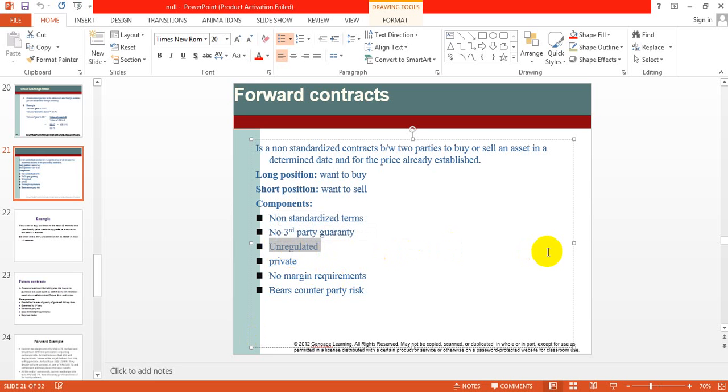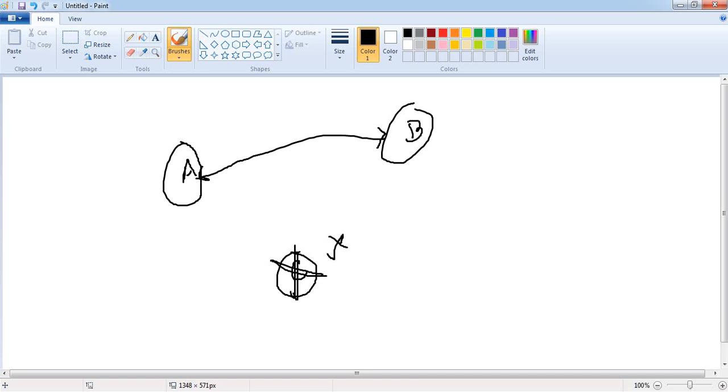Unregulated. There are no rules and regulations specified for forward contracts. It is unregulated. This is private between two parties. It depends on these two parties. If one escapes, so this agreement is between A and B. So this agreement is basically private.